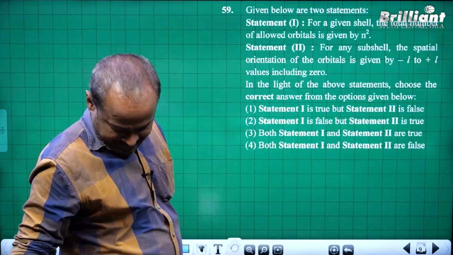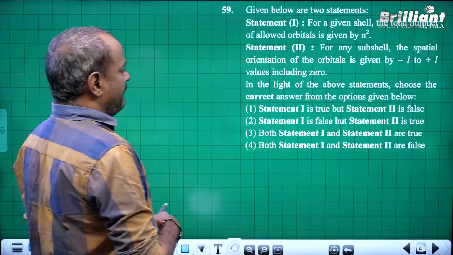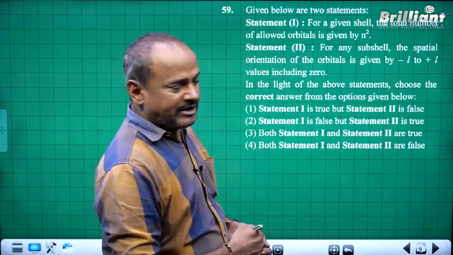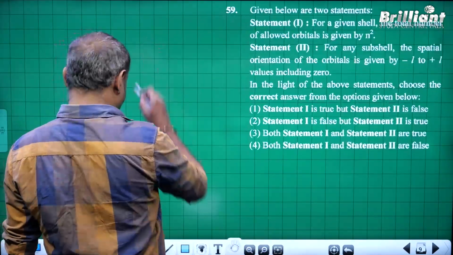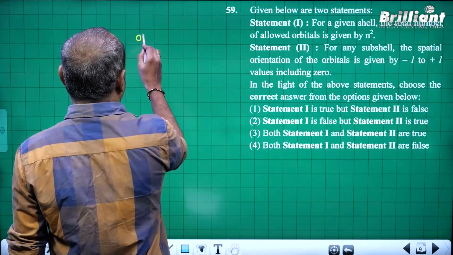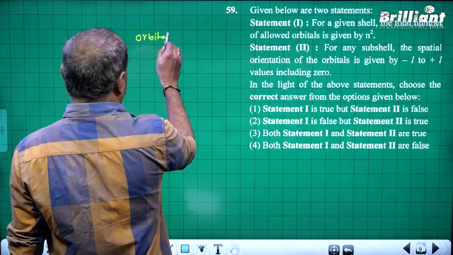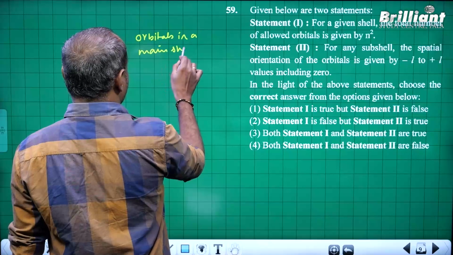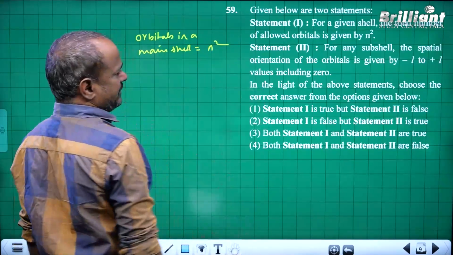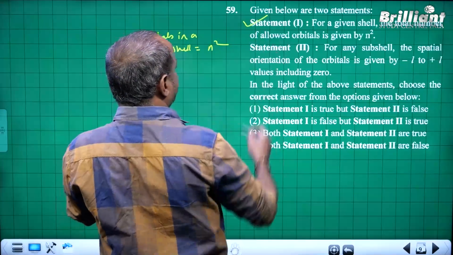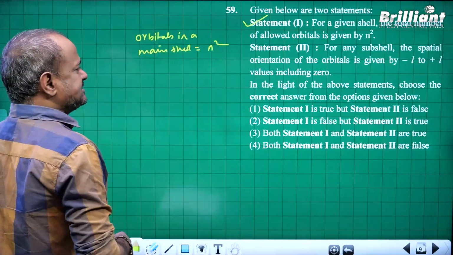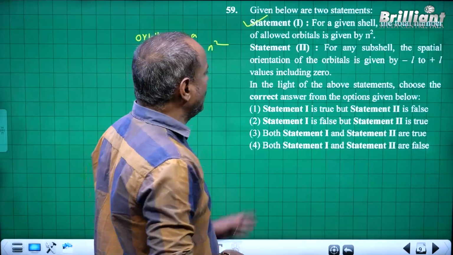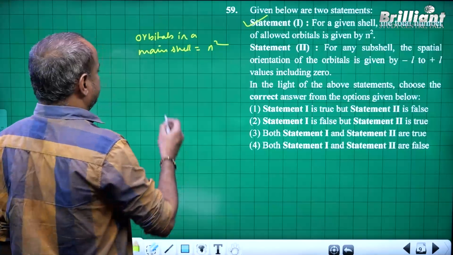Next, question 59, statement 1: for a given shell, the total number of allowed orbitals is n square. Correct. The number of orbitals in a main shell is equal to n square, which is correct. For any subshell, the spatial orientation of orbitals is given by minus L to plus L including 0. That is also correct.